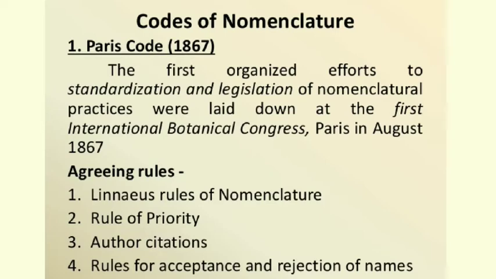Here are the agreed rules. Linnaeus's rules of nomenclature must be followed. Rules of priority must be followed. Author citation must be followed. Rules of acceptance and rejection of names must be followed. We will discuss all 4 principles in next classes. You have this in the syllabus; once you open the syllabus copy, you will understand. So these are the agreed rules of the Paris Code.